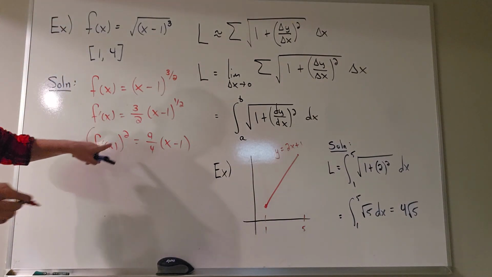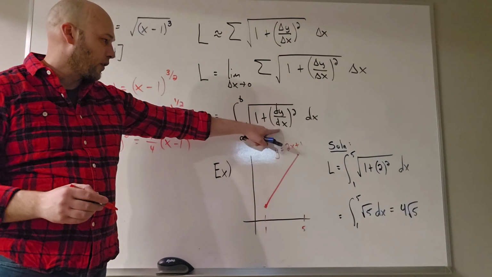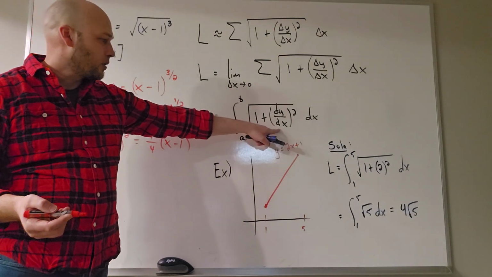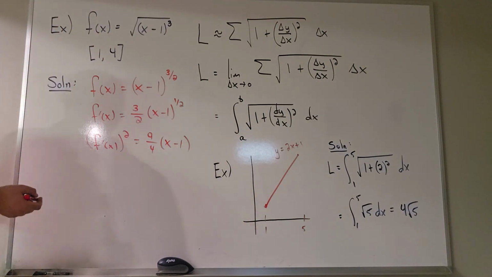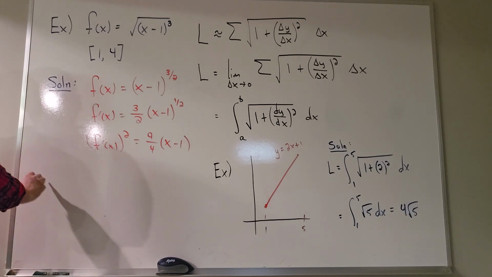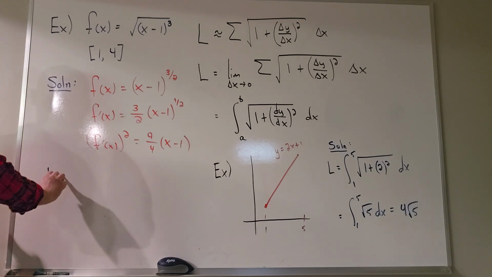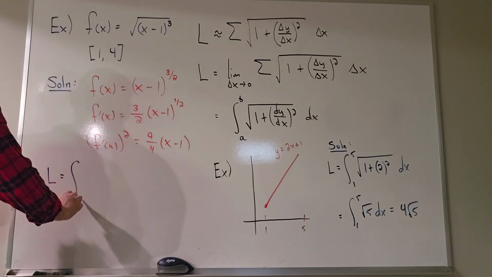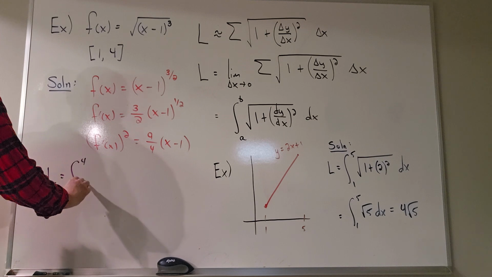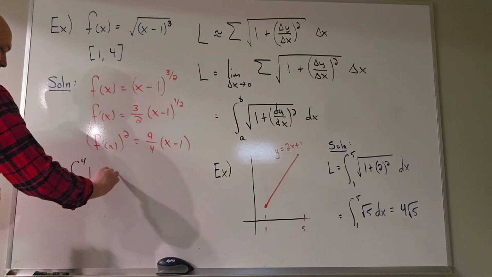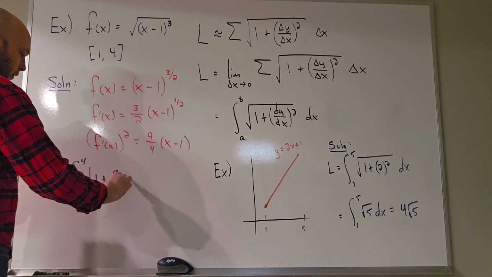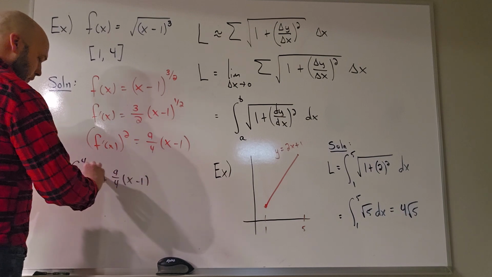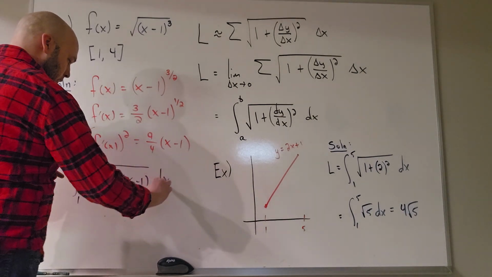All right, so again, here I use the prime notation. Here I use the differential, Leibniz's notation. But again, it's the same thing, right? So therefore, the length would be the integral from 1 to 4, square root of 1 plus 9/4 times x minus 1, dx.